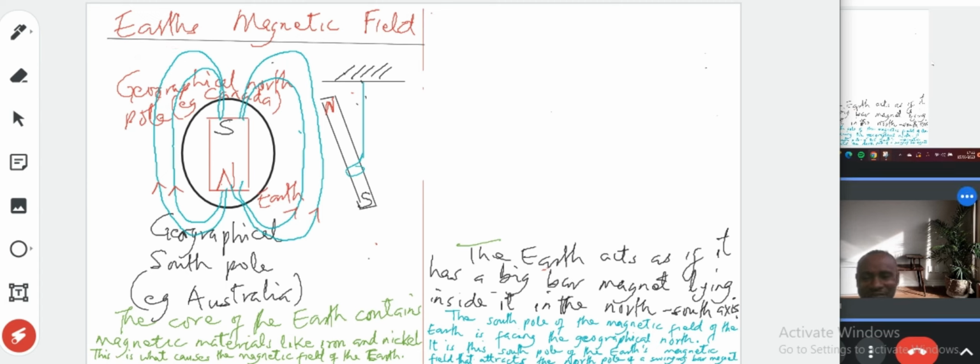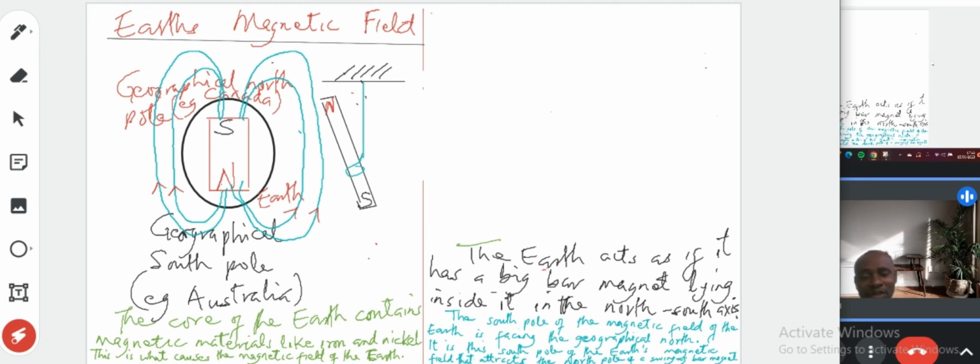Any country in the geographical north, yes. Geography has come to play here. Of course, there are many countries in the geographical north. UK is in the geographical north. I mean, in the northern hemisphere. You have Canada, Russia and the rest of them. They are all in the northern hemisphere.